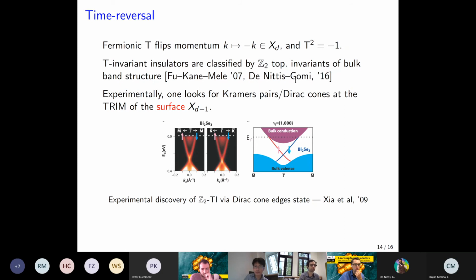These are abstract invariants, and usually by invoking a kind of bulk-boundary correspondence, people say you expect to see these Kramers pairs or Dirac cones in the spectrum when you cut the sample into a half space. So you look at the time reversal invariant momenta on the boundary Fermi surface, and then you look for these signature Dirac cone dispersions. And this is the picture from the experiments, for example. This is the Kramers pair of edge states, or edge state dispersion, to be more precise.